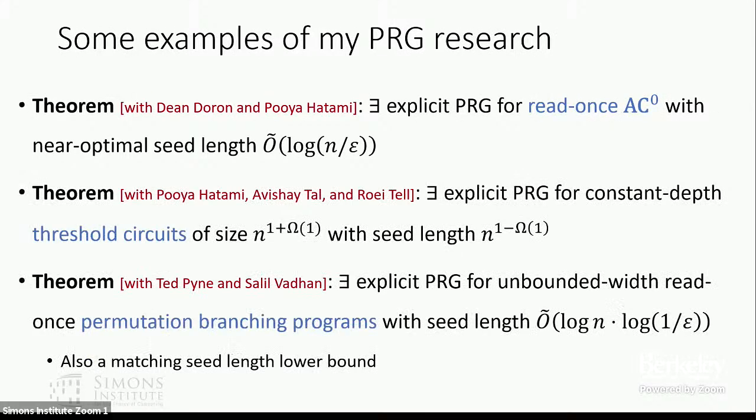And so, just to give you some examples of my research on this topic with collaborators, we've designed explicit pseudorandom generators for restricted models of computation like read once bounded depth circuits or bounded depth threshold circuits or certain kinds of branching programs, things like this. And so when you restrict the model, we get these models of computation that are hopefully still interesting. They're rich enough to do something interesting, but they're weak enough that we can actually fool them.